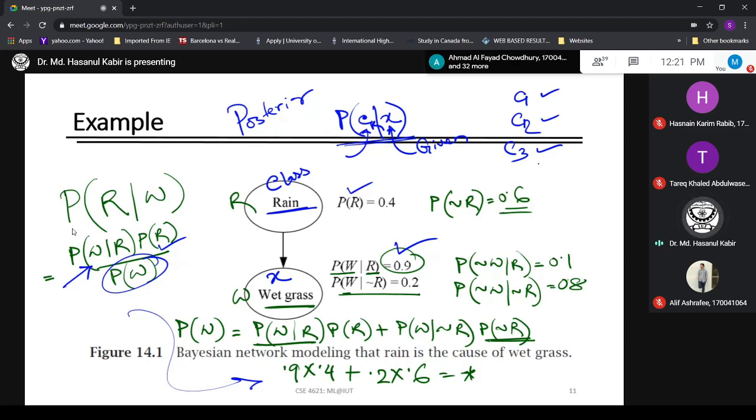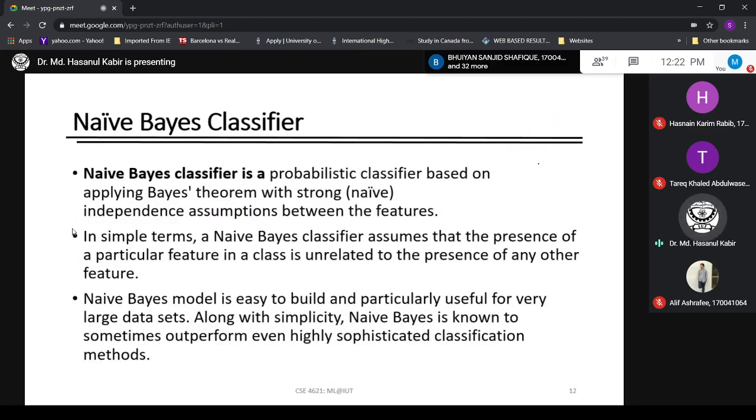Which one will you take in favor? The class with the maximum posterior probability, right? Yes or no? Yes, sir. Okay, so these things we have talked about before actually. In the last class, I talked a little bit about this Bayes classifier.